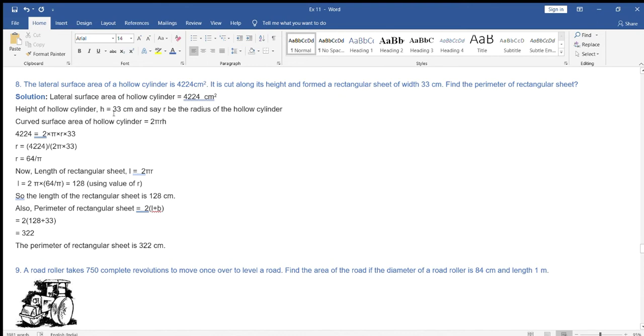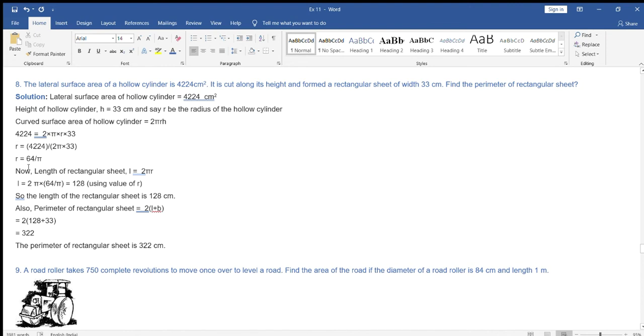So if the radius is r, then how can we find out the curved surface area? It is 2 pi rh. But it is already given to us that 2 pi rh equals 4224. So putting the value, we can find the value of r. So r is known to us, it is 64 upon pi.